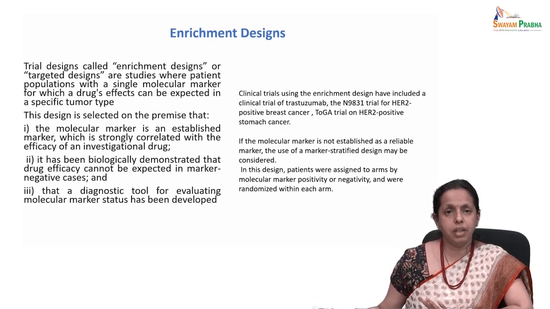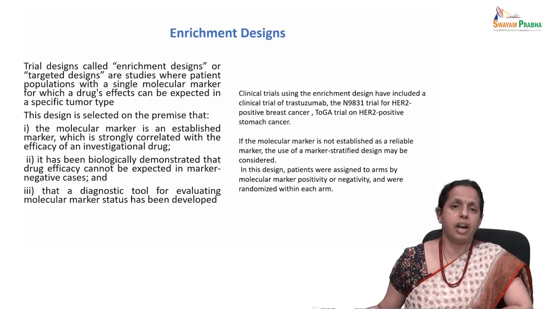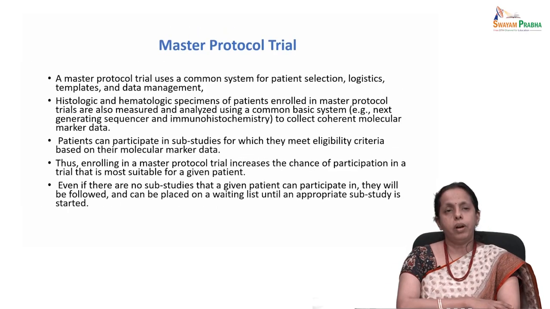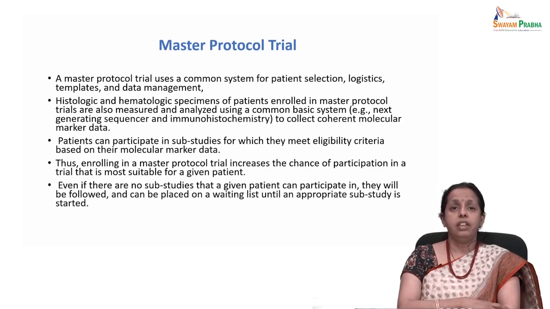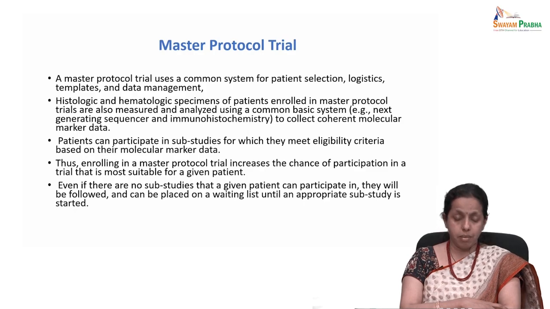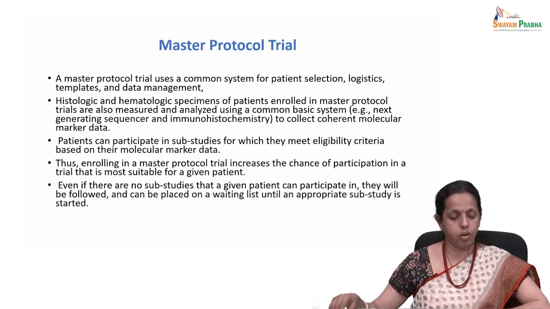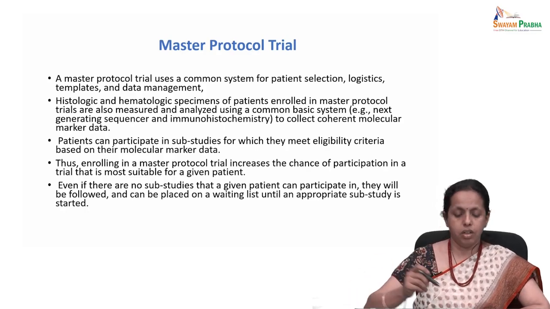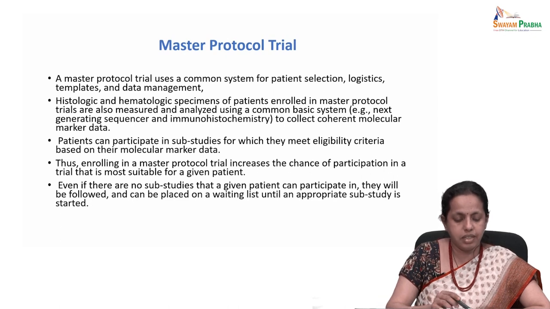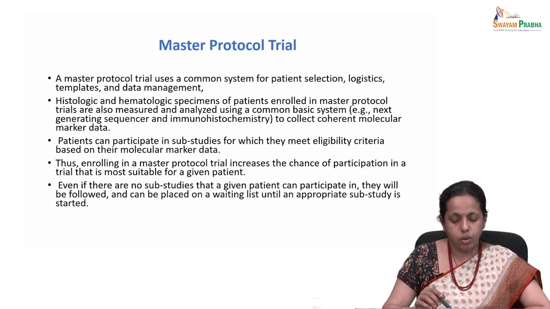In this design, patients are assigned to arms by molecular positivity or negativity, and you will randomly pick patients within each arm. A master protocol trial uses a common system for patient selection, logistics, templates and data management. Histologic and hematological specimens of patients enrolled in master protocol trials are measured using a common basic system, like IHCs and NGS, and then you collect completely coherent molecular data.